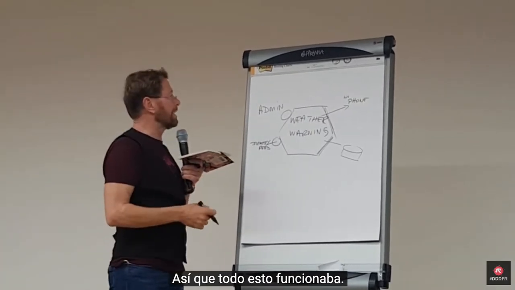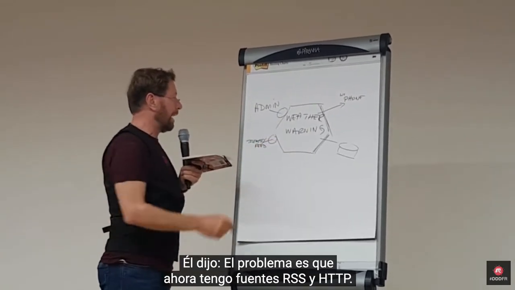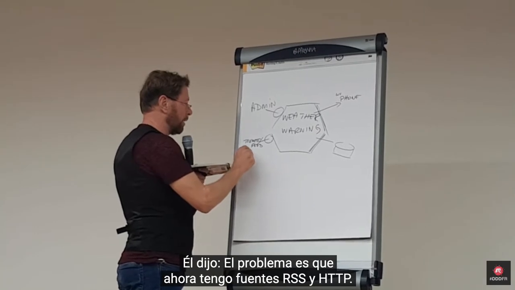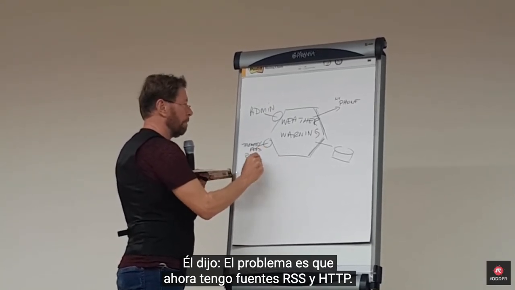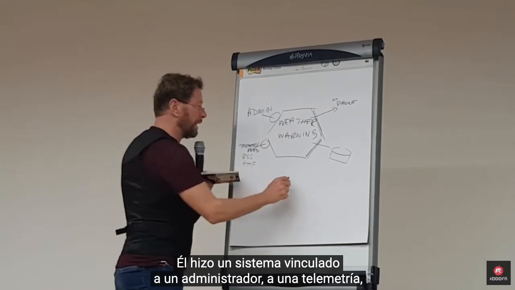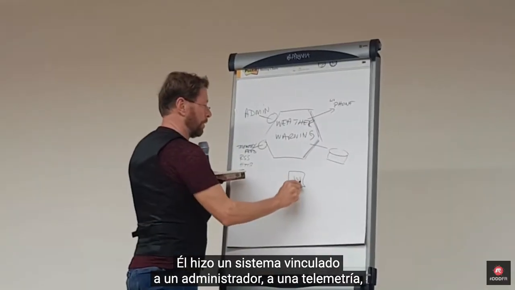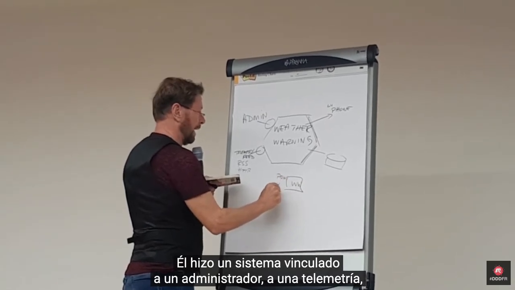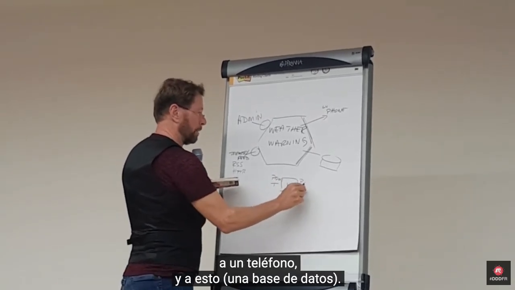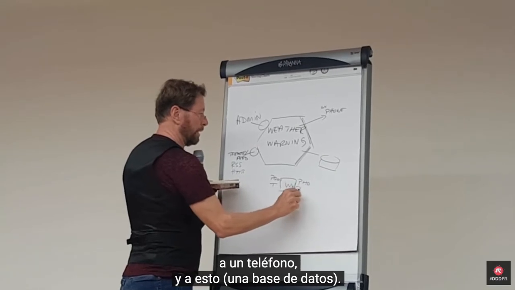So that all worked. He said the problem is, I am now getting RSS feeds and HTTP feeds. And the way he had done it, he actually made a system, the weather warning system, and it was tied to an admin person and a telemetry and a phone and a disk, which he didn't notice was outside.